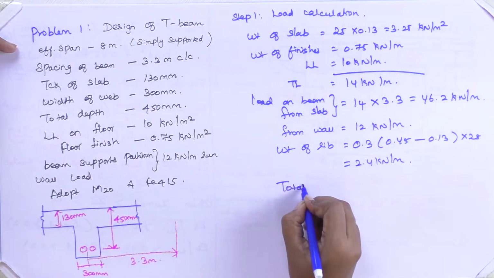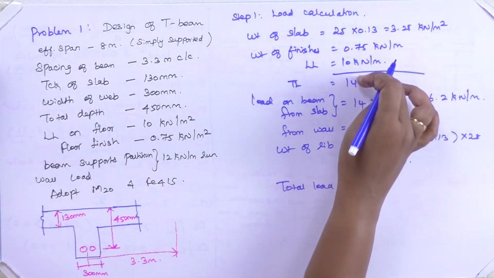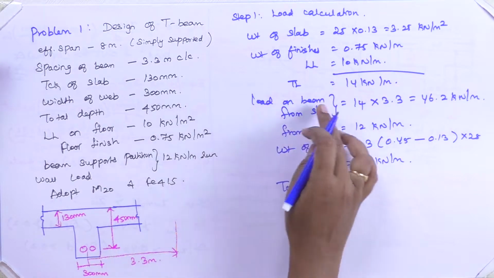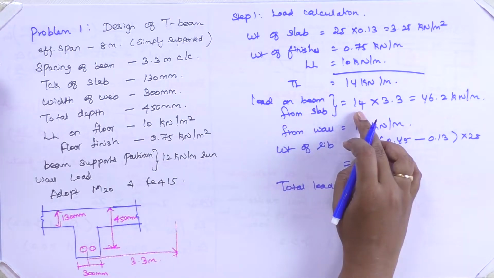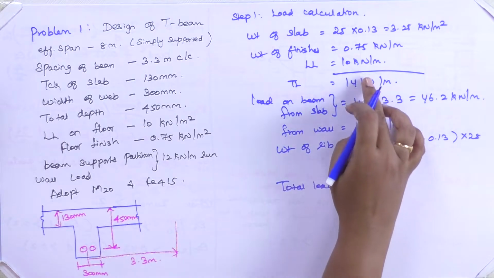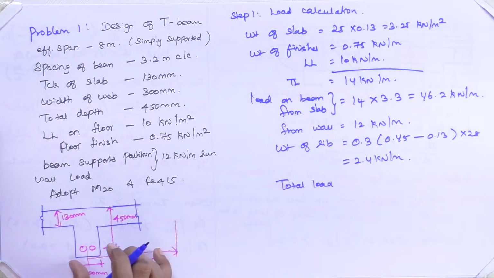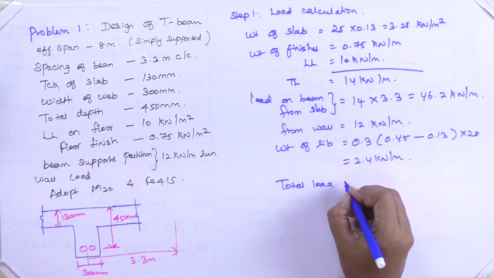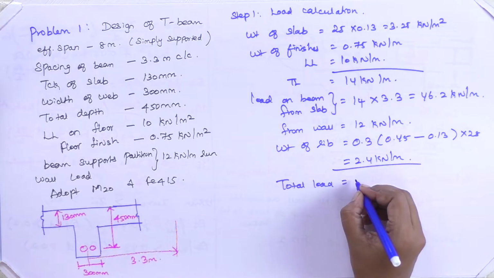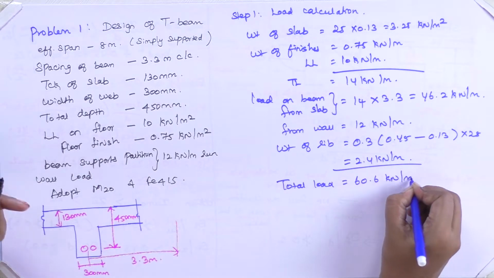So on the whole, the total load, this is what the slab and the finishes and the live load. I can calculate the total load. Then load from my beam to this beam from the slab, that is 14. This is the load from the slab into 3.3, that is the distance from the wall. Then the weight of the rib, I need to calculate the total again. Again the total load is 60.6 kilonewton per meter.